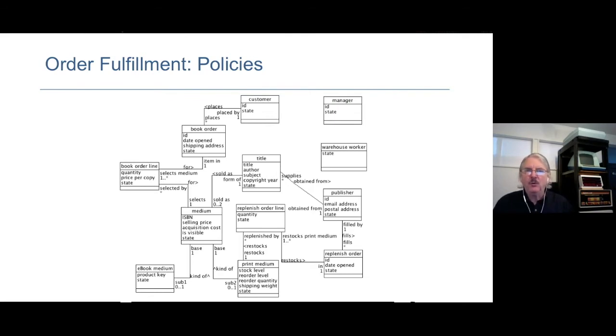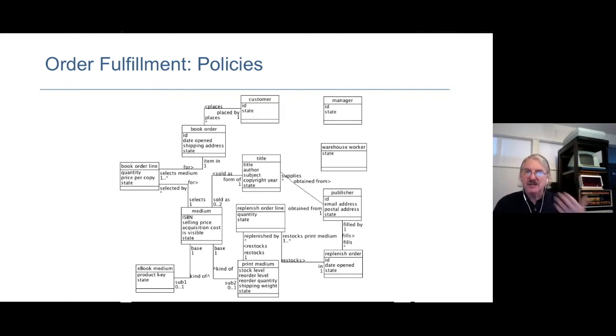Can I have a book order without a customer? Can I have a customer without a book order? Can a customer have many book orders? Can a book order have many customers? And so there are annotations in the diagram that explain exactly that. So if you understand UML, you would be able to see that a book order must be placed by exactly one customer, no more, no less. A customer doesn't have to have any book orders, but a customer could have many book orders.